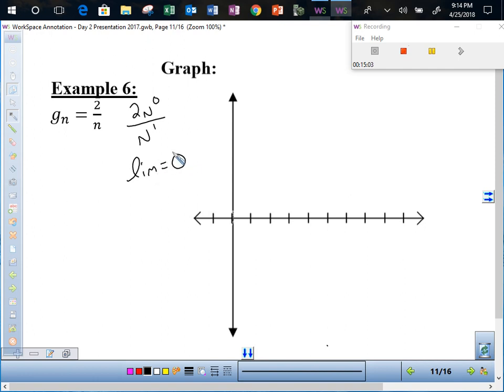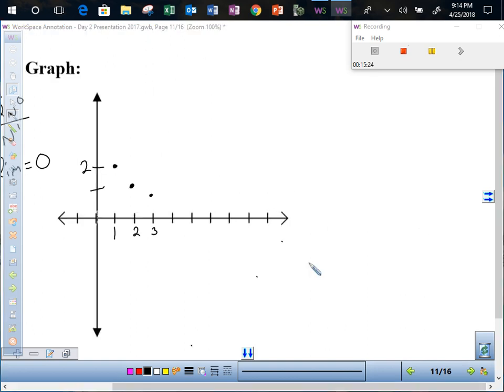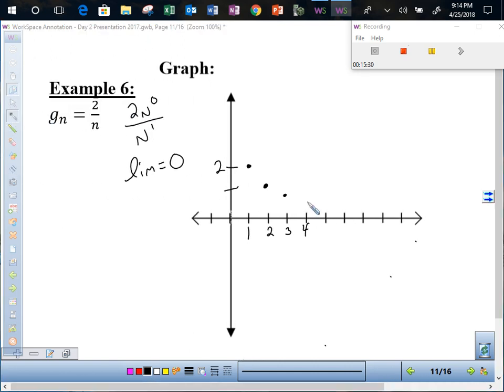To show you graphically, when I pick on my first term, when I plug in a 1, I'm going to get a value of 2. When I plug in 2, 2 divided by 2 is 1. When I plug in 3, I'm going to get 2/3. When I plug in 4, I'm going to get 2/4, so I'm going to get 1/2. Let's jump way out here to 4, 5, 6, 7, 8, 9, 10. When I plug in 10, 2/10 is 1/5.